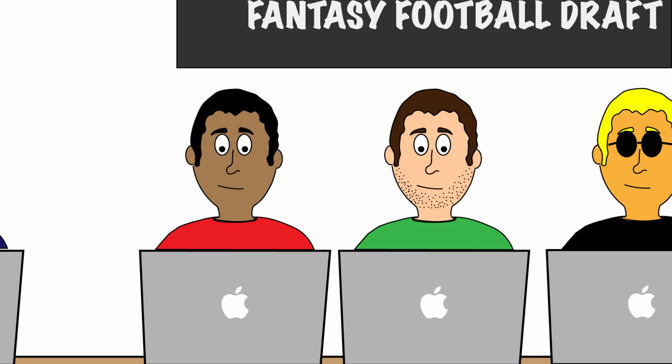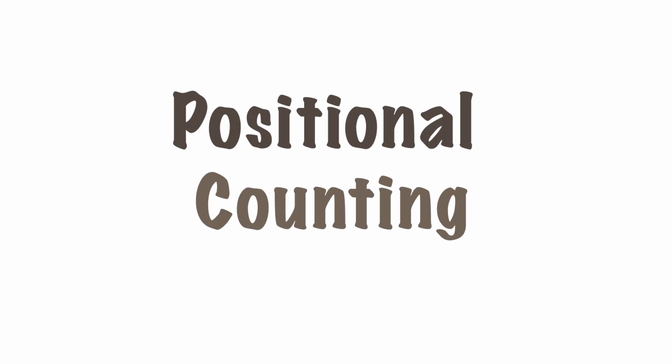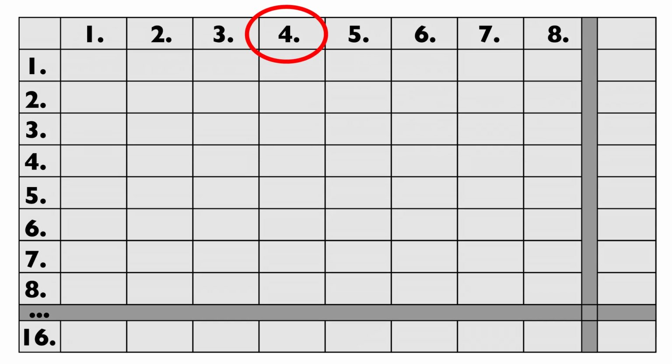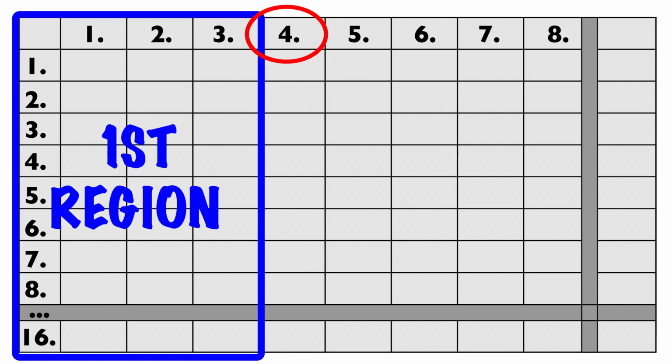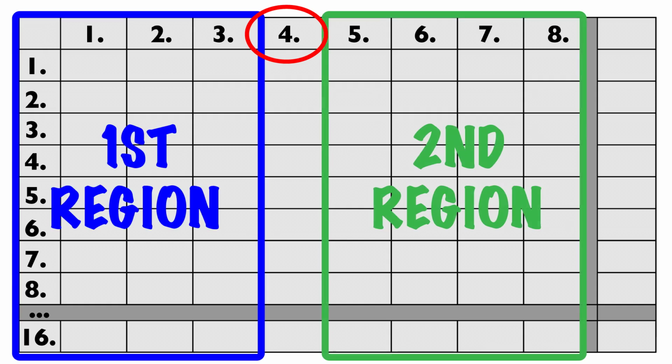How can you anticipate the picks of your opponents by using this ratio? By counting, or more specifically, positional counting. What is positional counting exactly? Say you have the 4th pick in an 8-team league. This way we can fit the draft board on the screen. There are 2 regions you need to know when counting. The first region includes the picks behind you. The second region includes the picks in front of you. Easy enough.